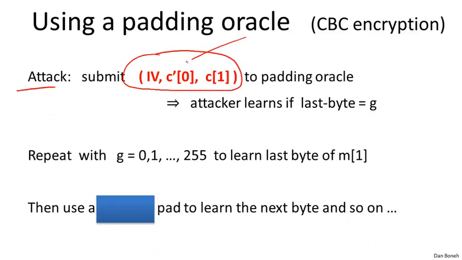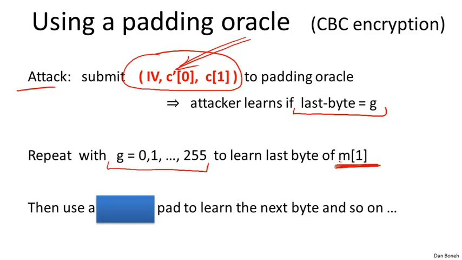You notice he only modifies the second block of the ciphertext. We're going to send this to the padding oracle, and then based on the result of the padding oracle, we learn whether the last byte is equal to G or not. Well, now we can simply repeat this again and again for G from 0 to 255. This basically requires 256 chosen ciphertext queries. Actually, on average we'll only have to do 128 chosen ciphertext queries until we find the right G. And then we learn the last byte of M1.